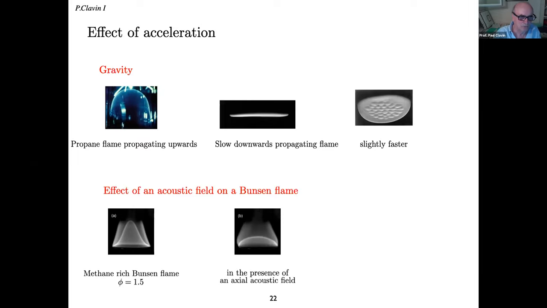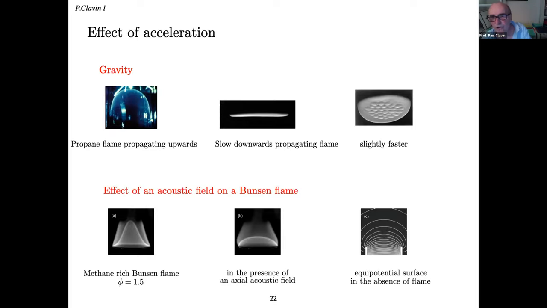And if you do that, you can change drastically the shape of the flame in the presence of an axial acoustic field. We will find, and this is not well explained for the moment, that the shape of the flame looks to follow the equipotential surface of the acoustic field in the absence of flame. But it's still not well explained, but it's an interesting result.